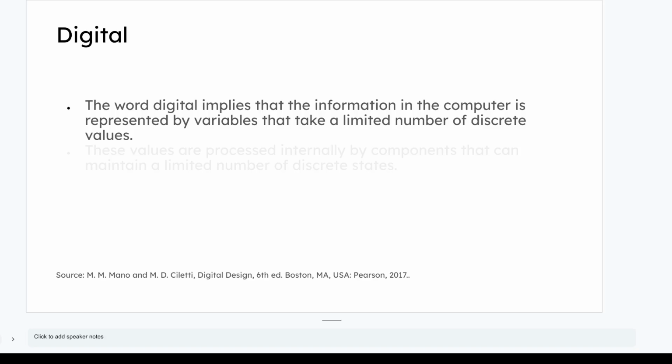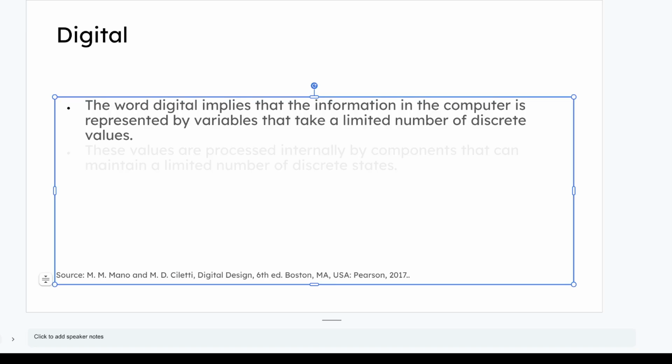Now what does the word digital mean? The word digital implies that the information or the data that we are storing in a digital computer is represented by variables that can take a limited number of discrete values. One of the best examples of a discrete object in mathematics is the set of natural numbers, or I can say the set of natural numbers less than 7. So the set will contain 1, 2, 3, 4, 5, 6, all the way up to 7. So 7 distinct elements, right? Now if I am talking about digital computing systems, these systems are aware of only zeros and ones.